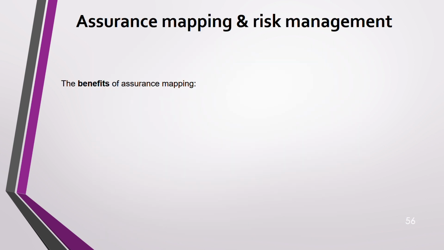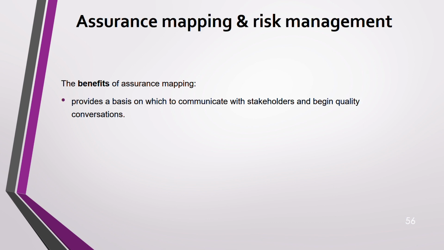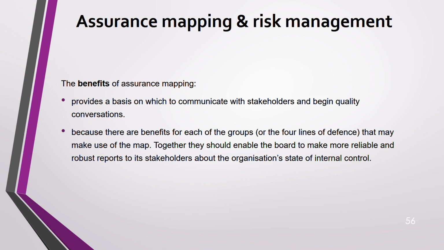Okay, what are the benefits of assurance mapping? It provides a basis on which to communicate with stakeholders. Through this, you can communicate with your stakeholders and begin quality conversations. Second, there are benefits for each of the groups, whoever is going to make use of this map. So this means the board can make more reliable and robust reports also to the stakeholders about the internal control.